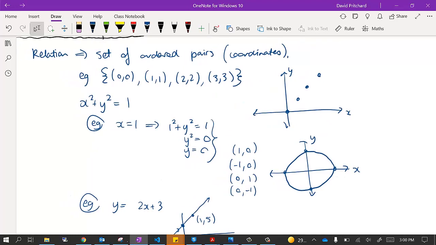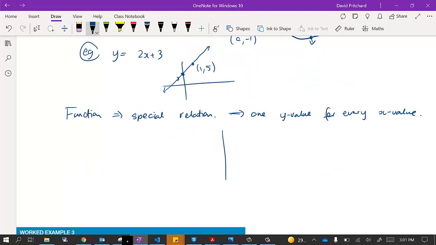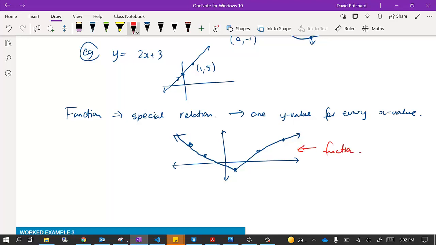Now, if a relation is a set of ordered pairs, a function is basically a special relation where there is only one y value for every x value. That means when we look at a function, we can't have 2 points on top of each other. So as long as whatever we're sketching doesn't have 2 points on top of each other, then it's going to be a function. An example of something that is not a function would be something like a sideways parabola. So we've all seen these. For a selection of x values, there are 2 y values. And as soon as we get 2 y values for one x value, then we know that it's not a function.